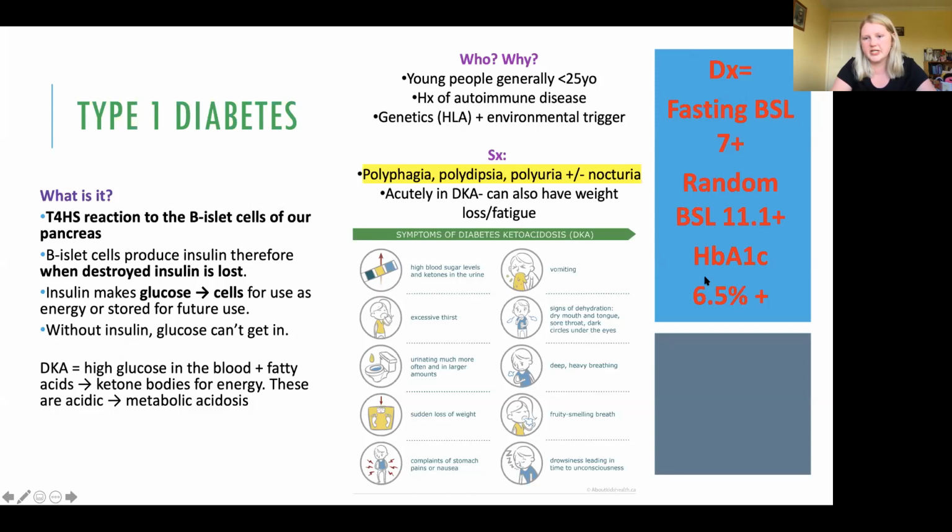I've kept this information in this little box. This is really the most important part of the slides, is knowing the diagnostic criteria. And in this case, this actually repeats for type 1 and type 2. So if you can try and remember these numbers, that would be great.